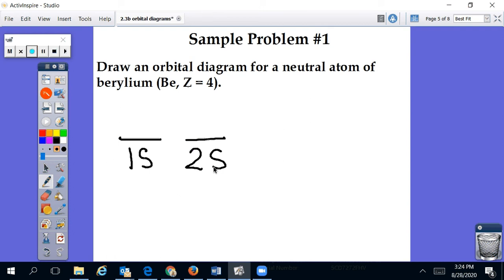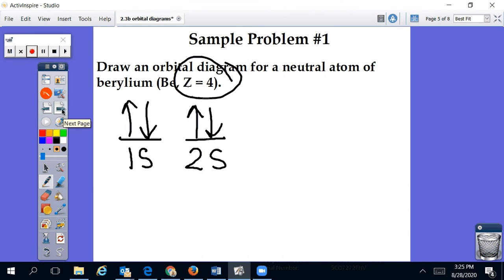Then you're going to start to fill with electrons, and you know you need 4 of them, okay? So the first one is 1s, and there's only one seat on the 1s bus, so you have to fill it before moving on. Up arrow, down arrow. Now you need 2 more, so you're going to need to fill that as well. And that is an orbital diagram for beryllium.